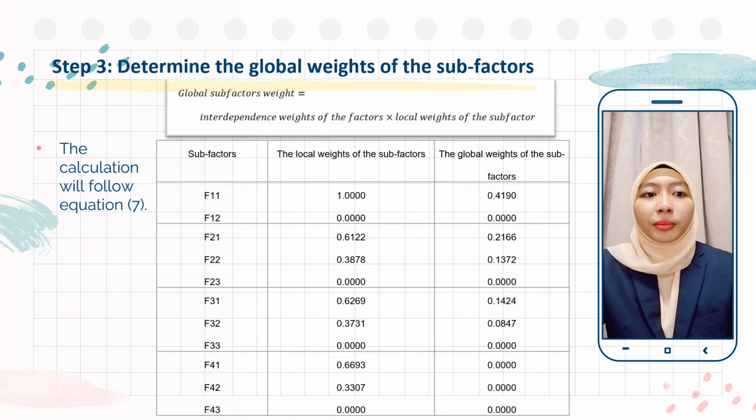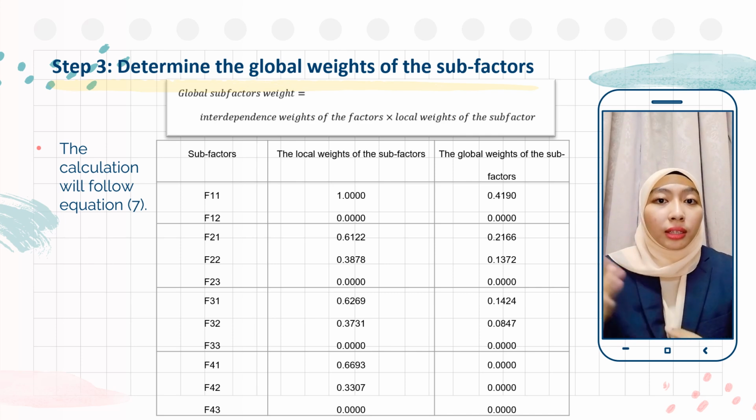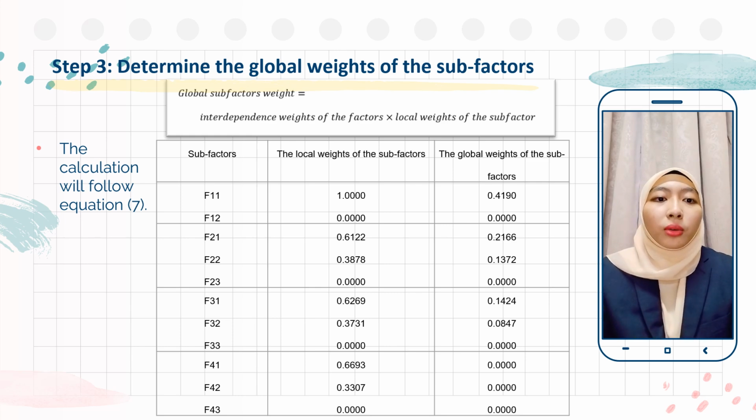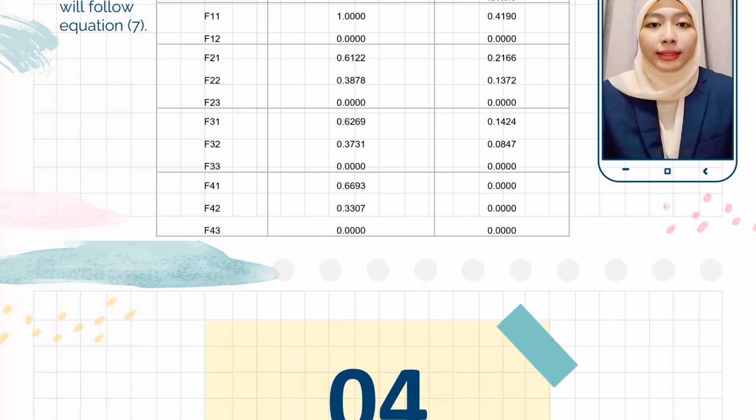Step 3, determine the global weights of the subfactors. The calculation will follow equation 7, just like the diagram on my right. Equation 7 is the interdependence weight of the factors multiplied by the local weight of the subfactors. And then we can get the global weight of the subfactors by multiplying from the previous answer. And the final answer is on the table.